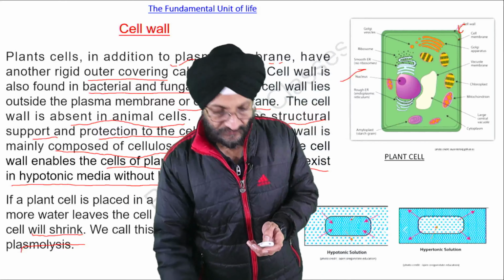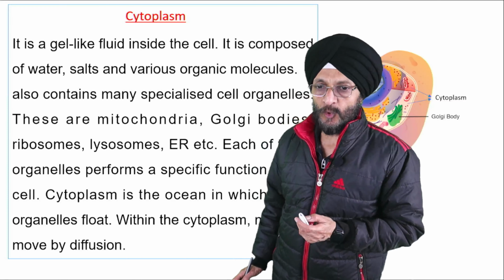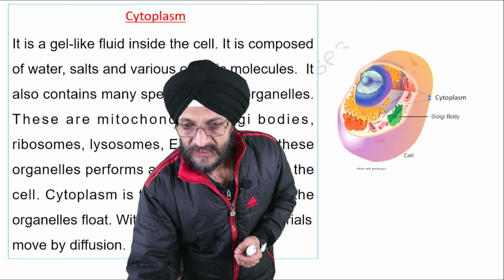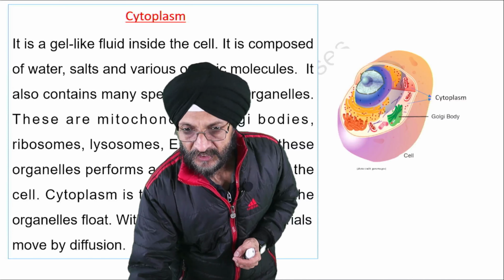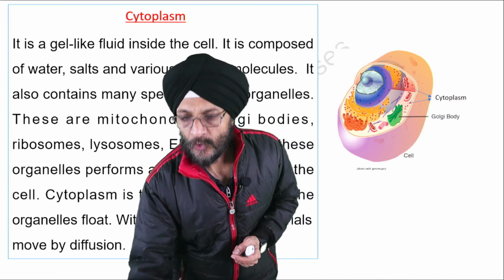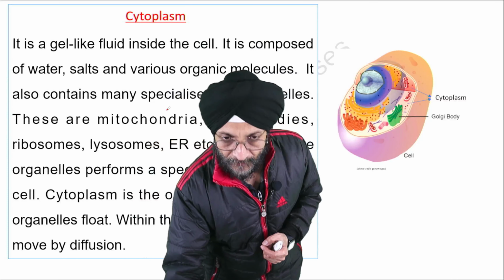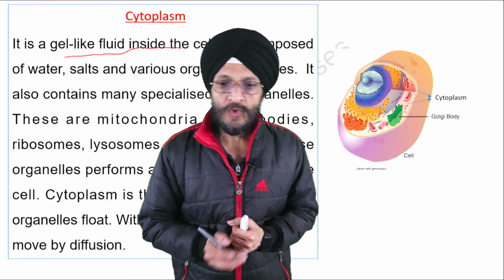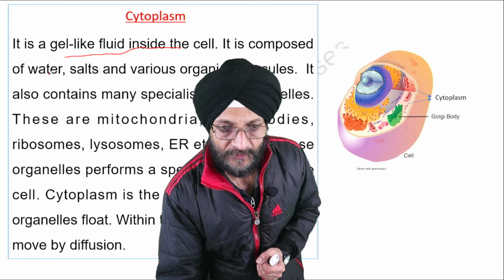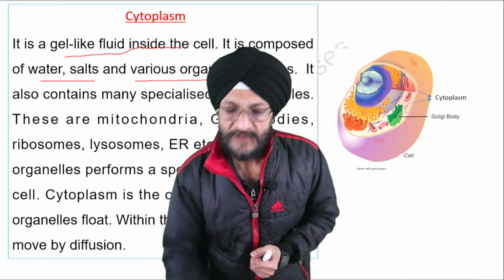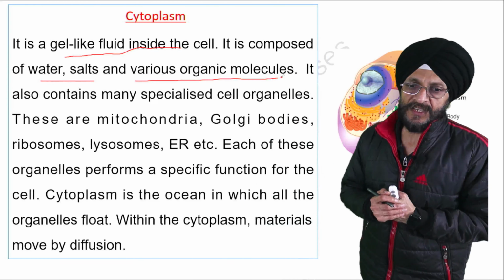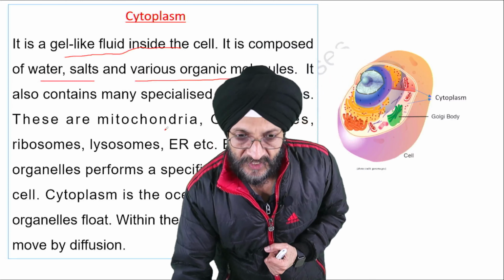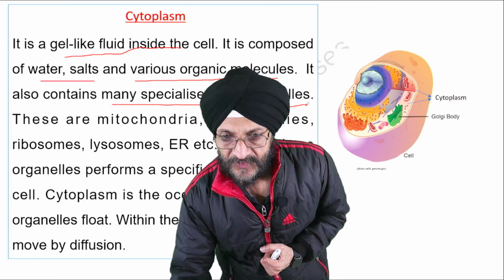Next, cytoplasm. You can see here that this is the cell, and the fluid which is present all through the cell is cytoplasm, which is a gel-like fluid inside the cell. So cytoplasm is composed of water, salts, and various organic molecules. In the cytoplasm there are many specialized cell organelles.